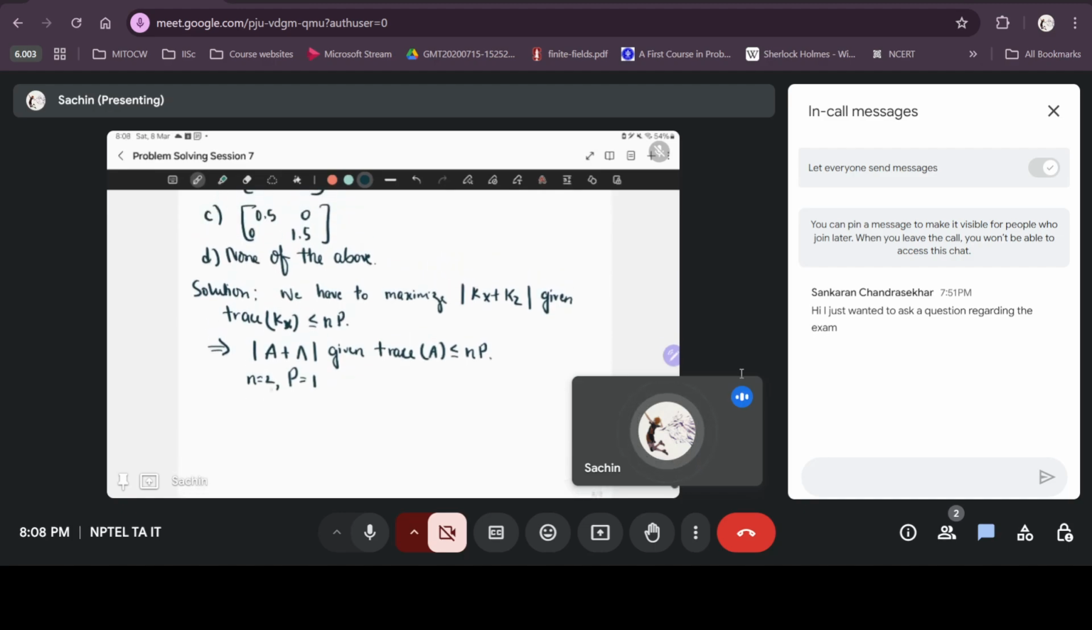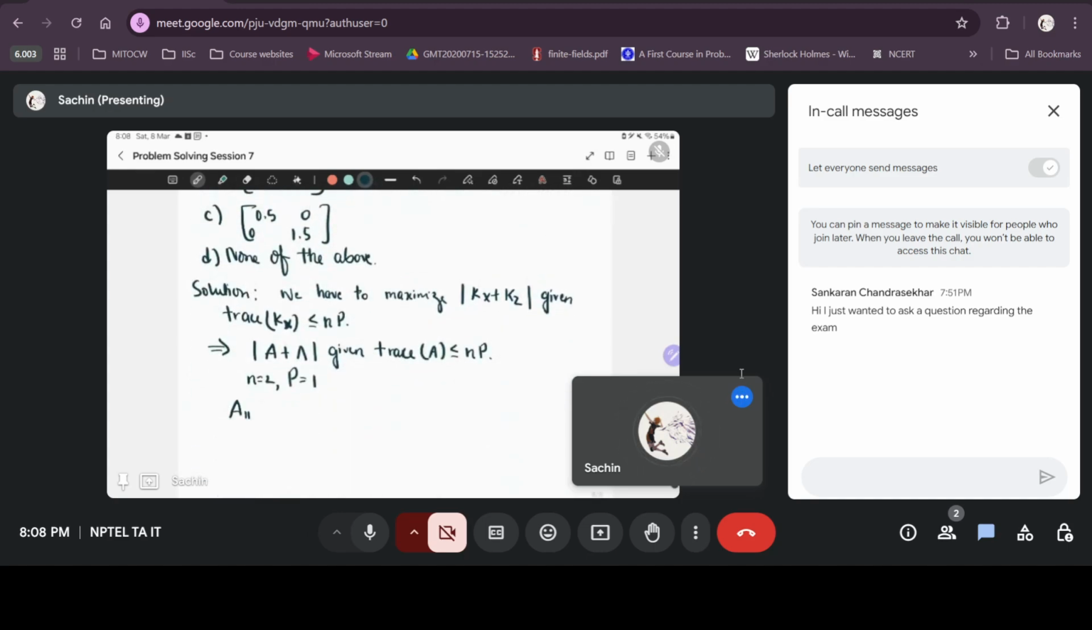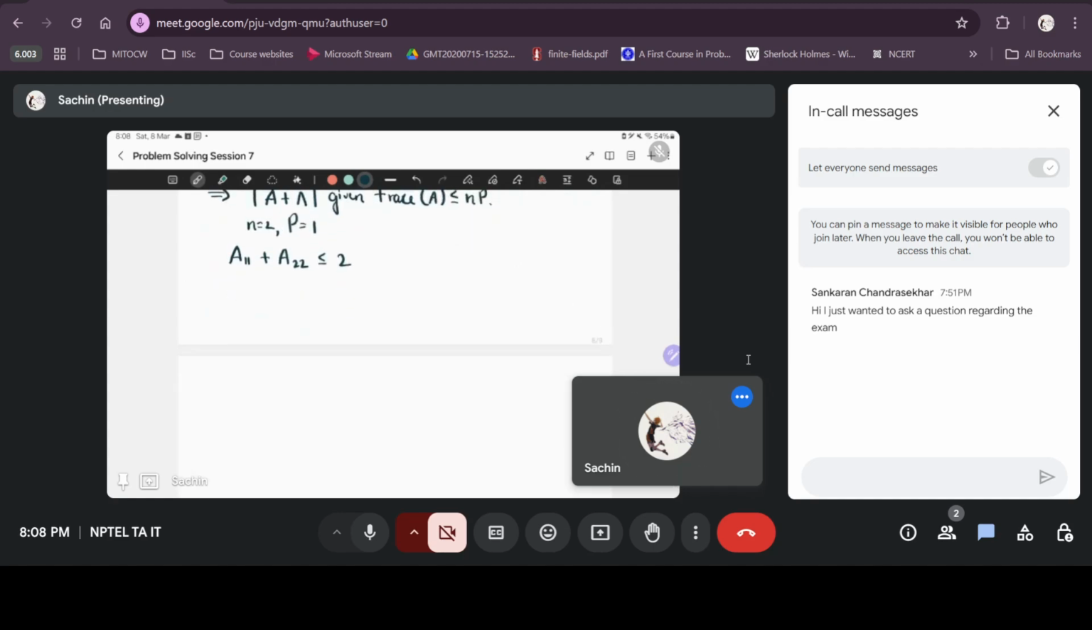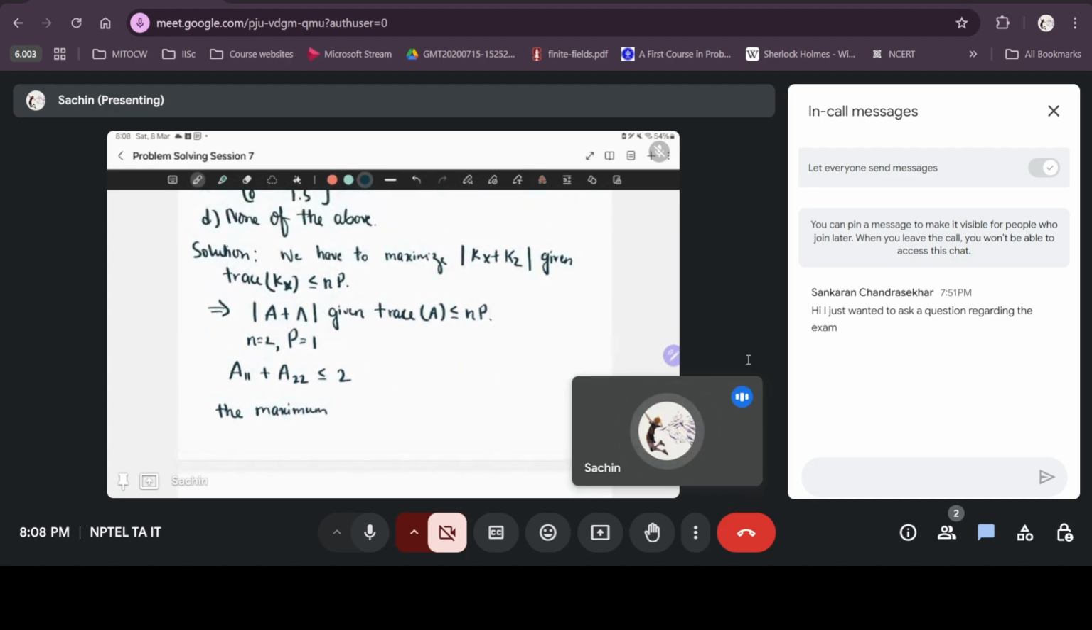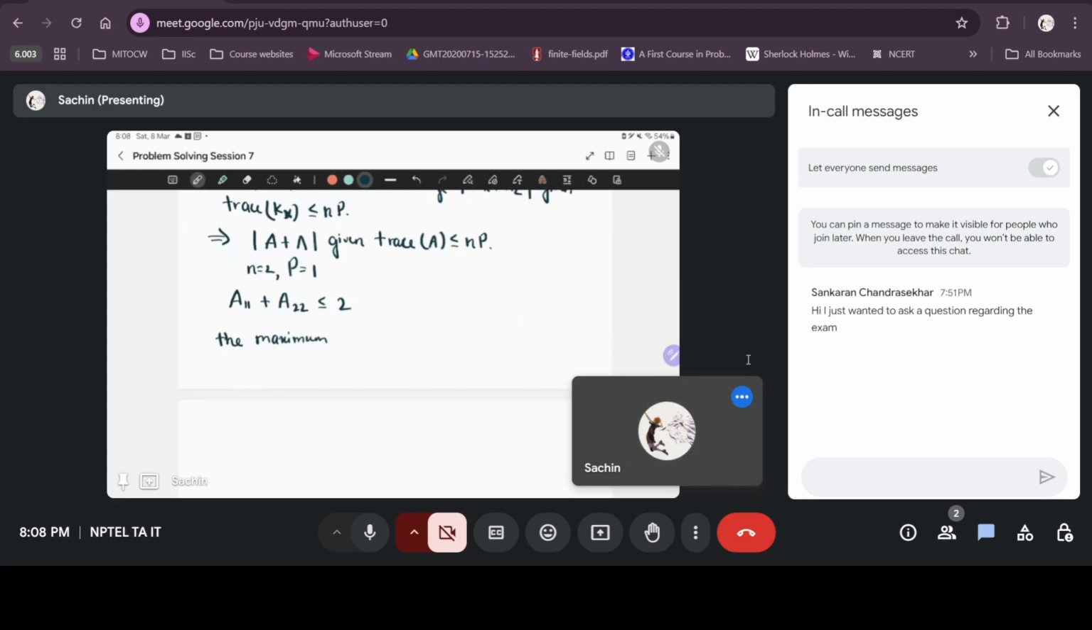So the trace of A, it's a 2 by 2 matrix, so the trace is A11, the entry in the first row, first column, plus A22, less than or equal to 2. All this was done in the lecture, so exactly how this came about, if you want to know, you have to go back and see the recorded video.